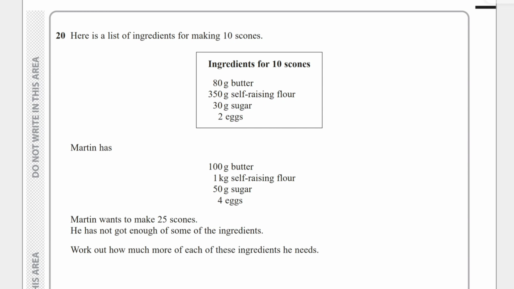Now, if 80 grams of butter is needed for 10 scones, for 25 scones, he's going to need how many? So we're going to do 25 divided by 10 multiplied by 80. And that is 200 grams of butter.